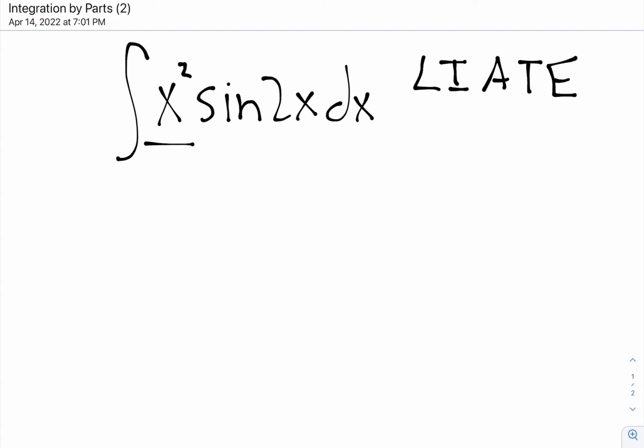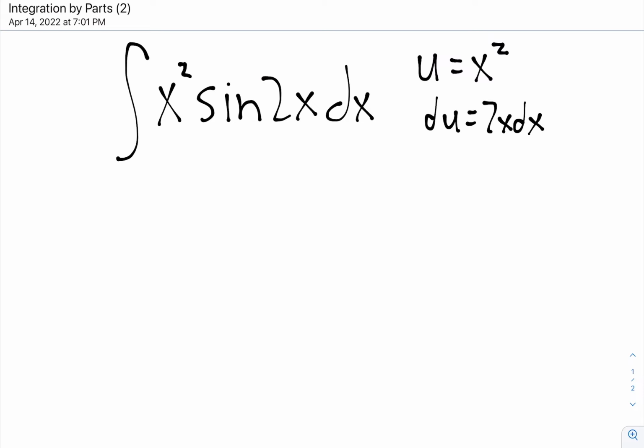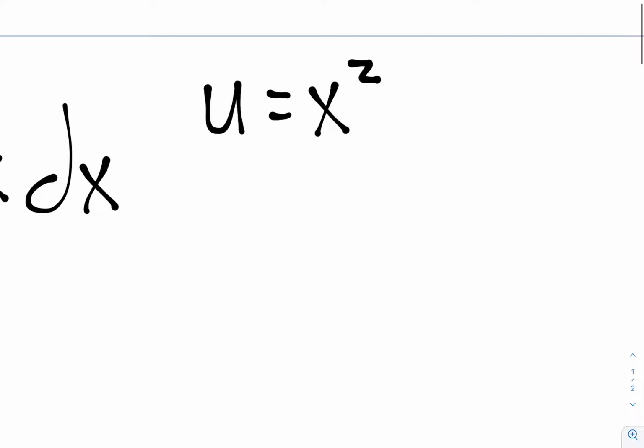So, remember in the last video I mentioned whatever comes first in this list is going to be your u. So right away, we know that our u is going to be x squared. So I'm just going to write here, u equals x squared, in which case du, right, that's just 2x dx. I'm going to write this just to the right here. So if u equals x squared, then du equals 2x dx.